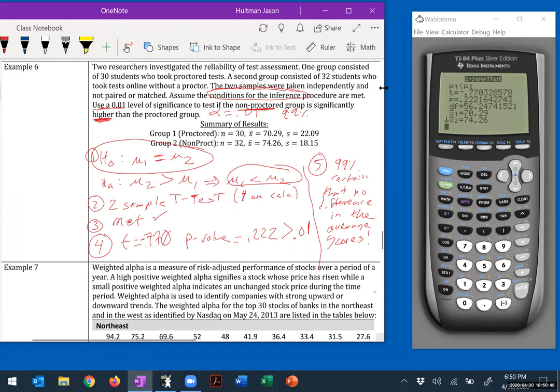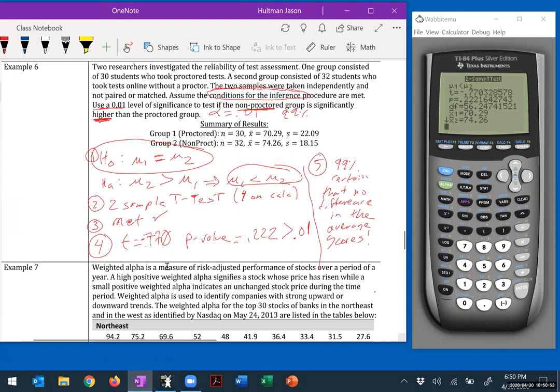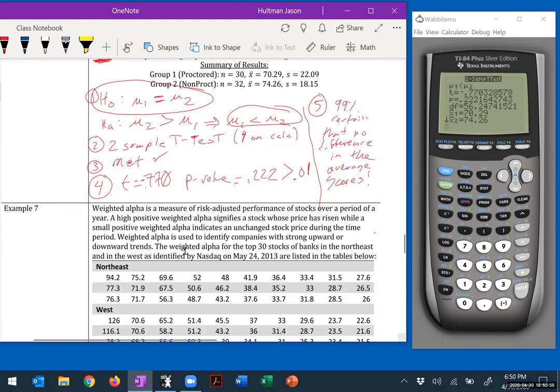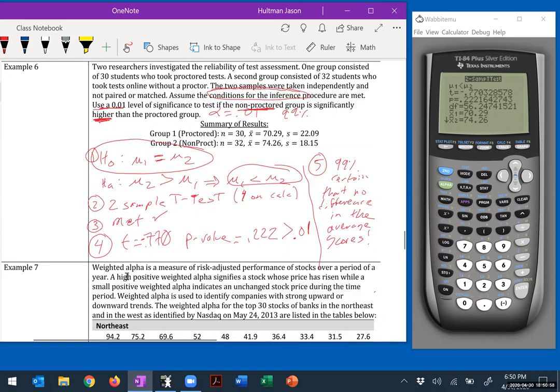Okay, let's go to the next one here. And again, if you wanted to use StatCrunch, you can. Instead of clicking on confidence interval, you would just click on hypothesis test. Boom, that's it. That's the only difference. So it's super simple. It's the exact same thing that we did before.